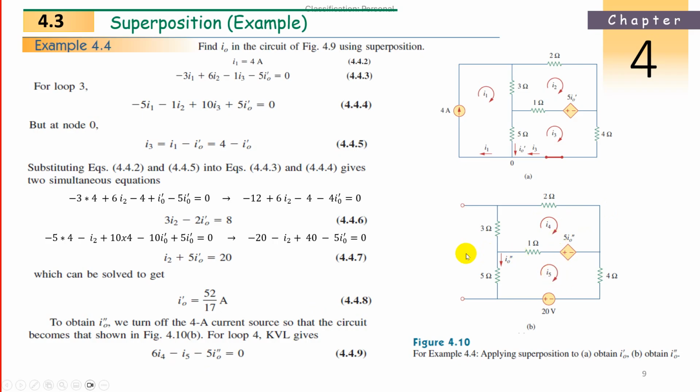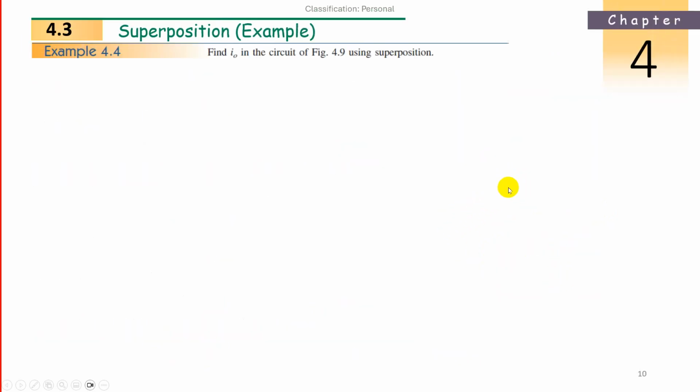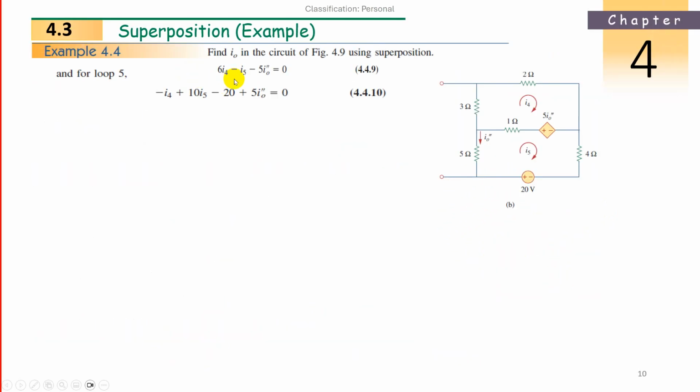Now coming to the 5th loop. In the 5th loop, current I4 is flowing in only this resistance, opposite to I5. So this is minus I4. Now I5 is flowing in these 3 resistances. So what is this? 5 plus 1 plus 4, 10. 10 I5.